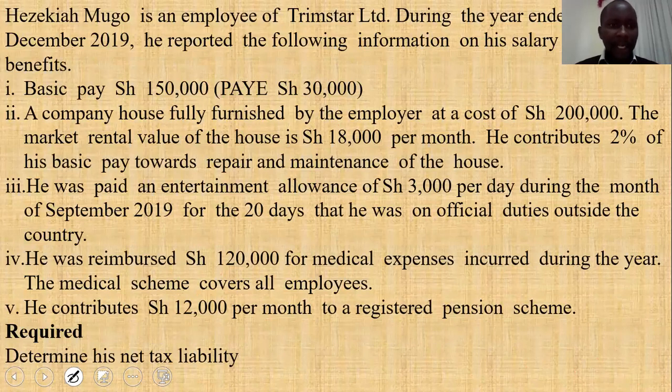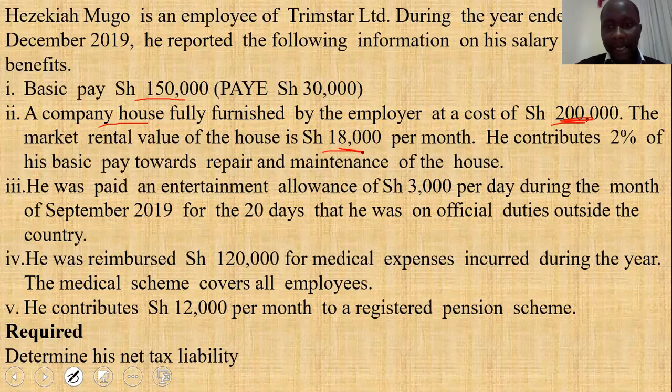And you have this guy known as Ezekiah Mugo. Mark the important facts, like the basic salary is 150,000. By now, you should be multiplying 150 by 12 because 150 is per month. Then there is the issue of being housed, company house. And this house has furniture in it. There are two benefits here. There's house and there's furniture. The market rental value of the house is 18,000.